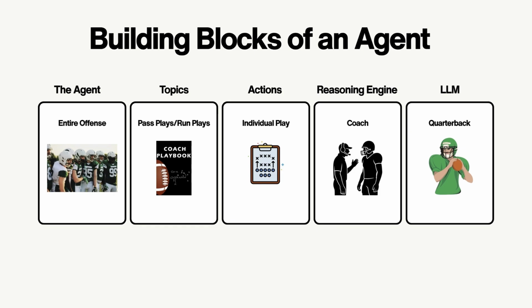So again, in this example, the agent is the entire offense. The topics are the different types of plays in the offensive playbook. The actions are the individual plays themselves. The reasoning engine is the coach, and the LLM is the quarterback whose game IQ and communication with the offense ties everything together. So I hope that analogy didn't confuse you anymore.